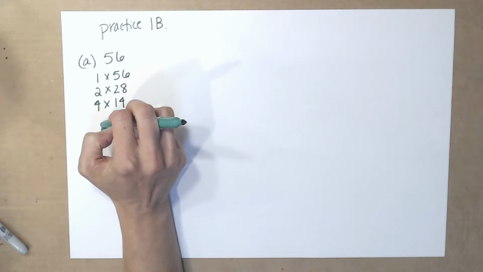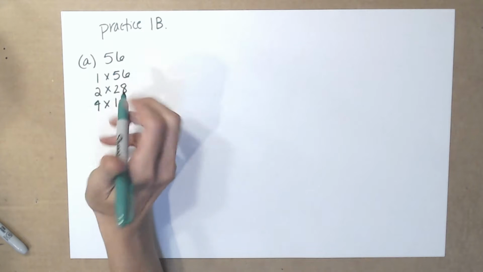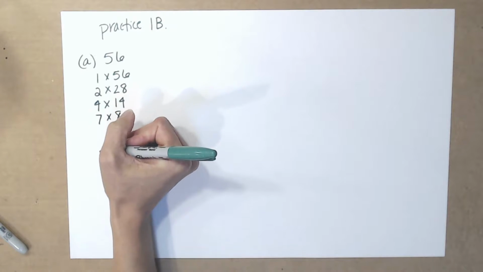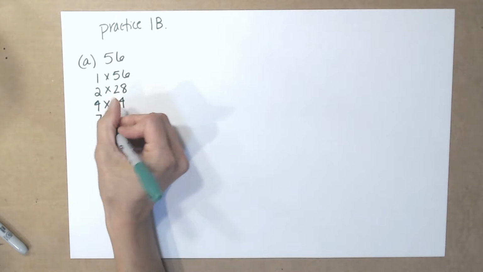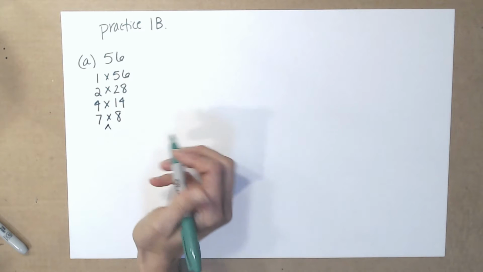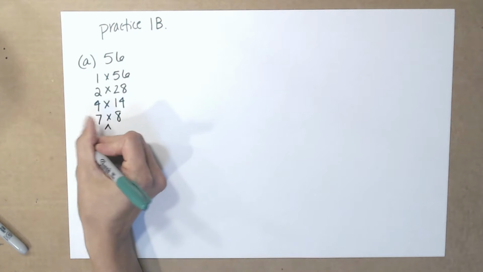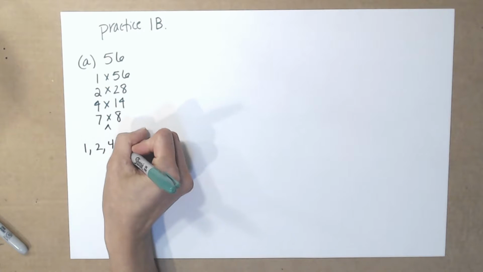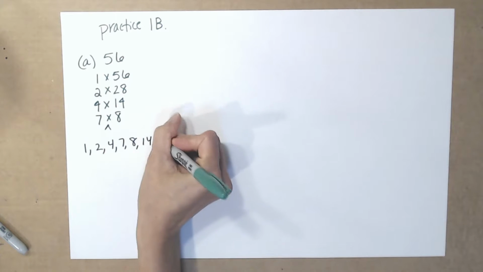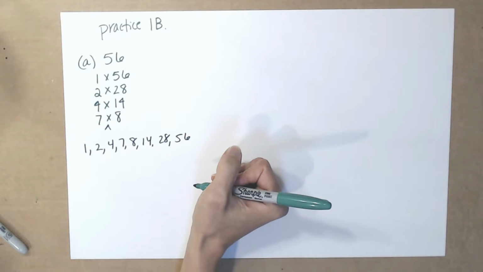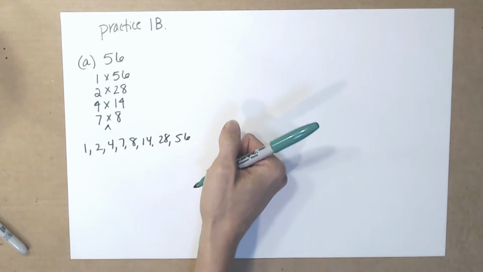7. Yes, 7 times 8 is 56. And now we've reached the middle. There's no numbers in between those two, so we know we're done. We list out our numbers now. 1, 2, 4, 7, 8, 14, 28, and 56. Those are all the factors of 56.